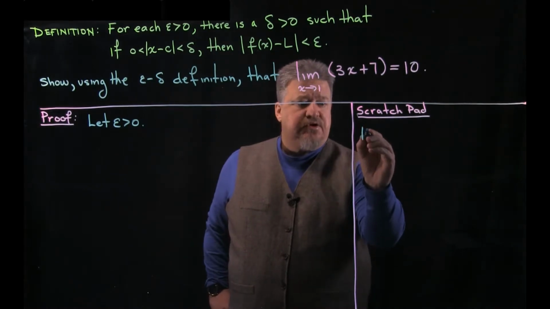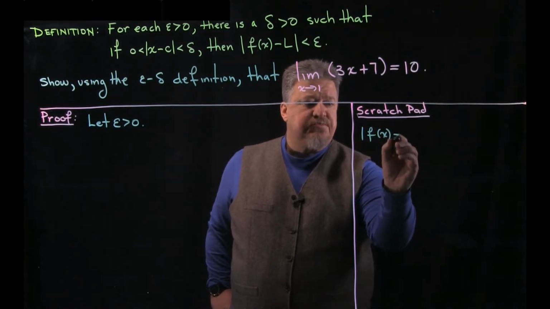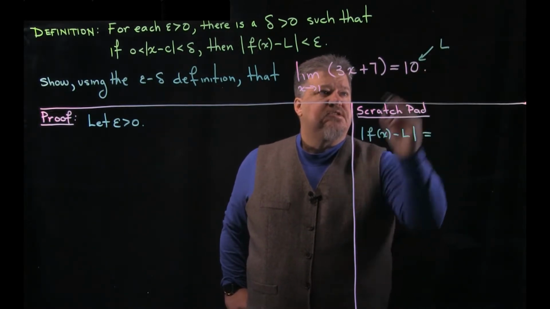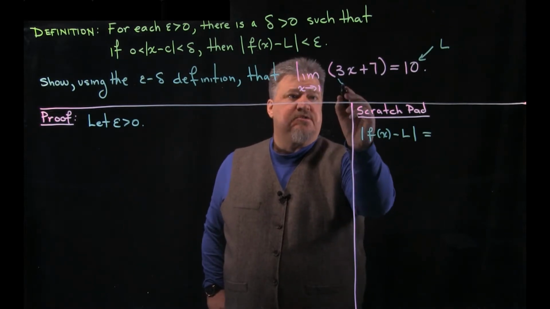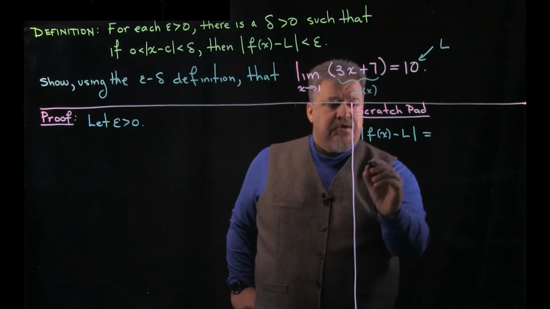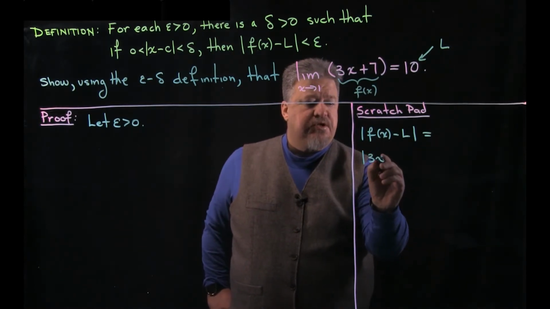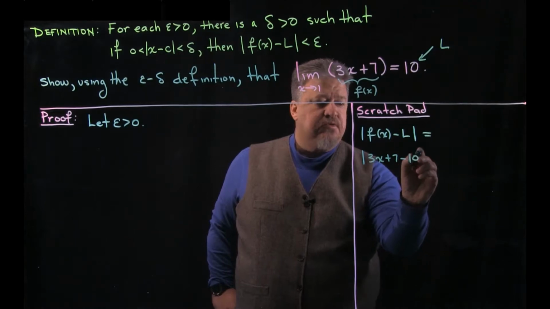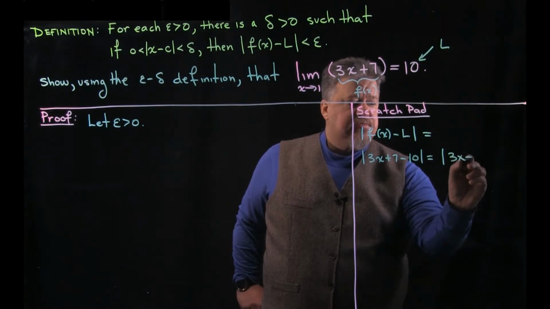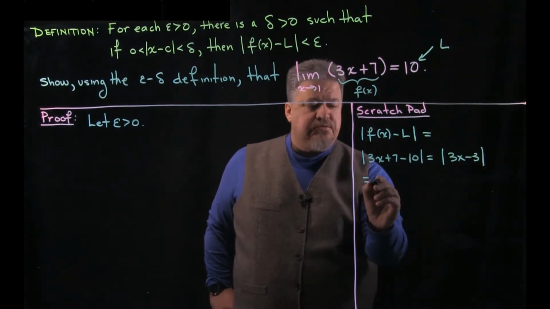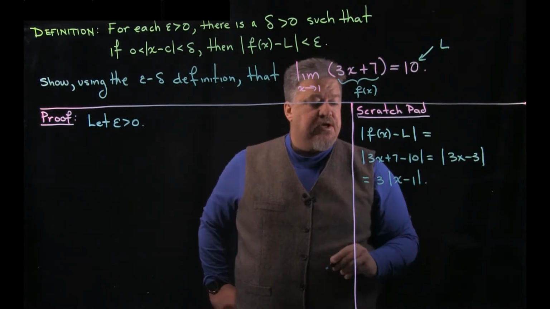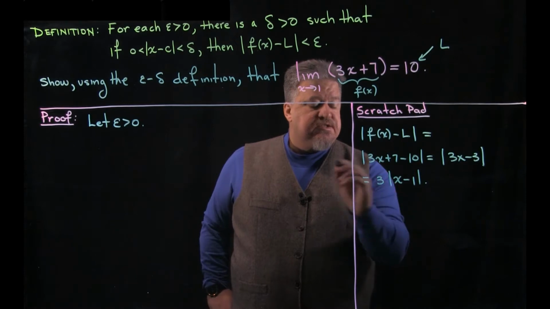So let's first look at, what is this expression, |f(x) - L|? Well, we know what L is. L is 10. We know what f is. That's 3x + 7. So let's see. This would be |3x + 7 - 10|, which is equal to |3x - 3|, which is equal to, factoring, 3 times the quantity, absolute value of x - 1. All right. Now, that's simple algebra.